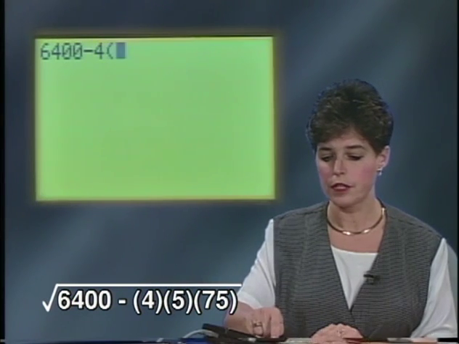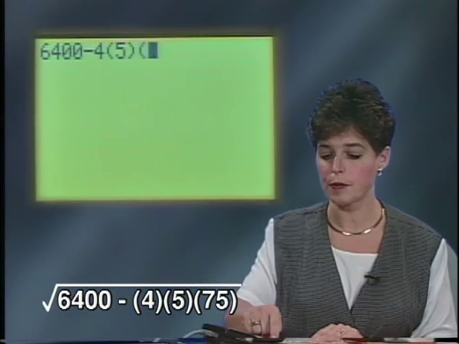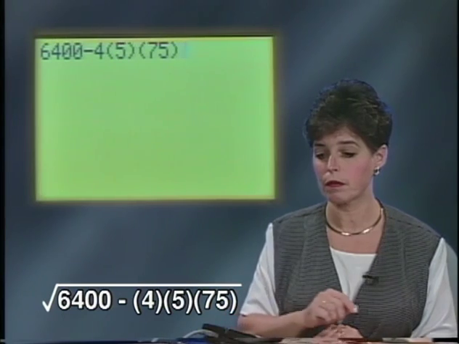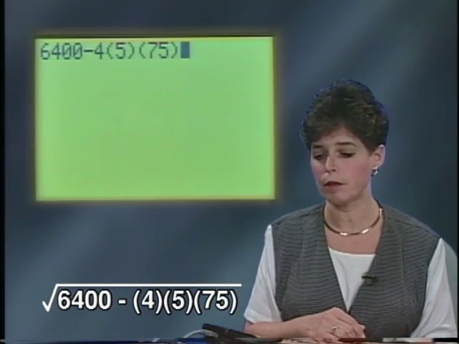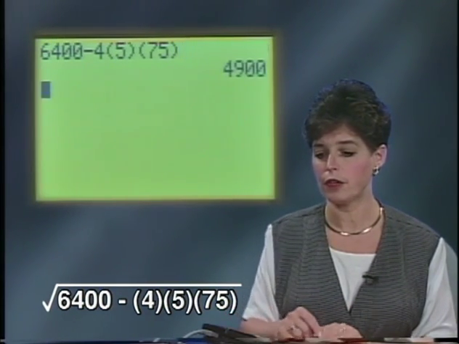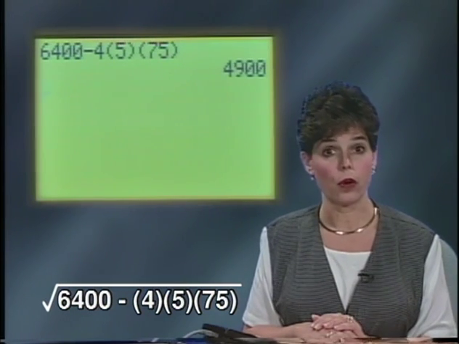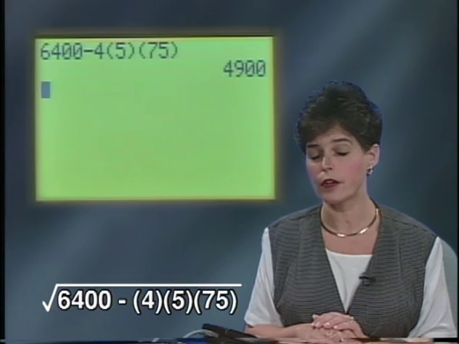6,400 subtract 4 times 5 times 75. Okay, I've got it typed in. Let's press enter to get the answer. But what I really wanted to do was to take the square root of that big quantity. I don't have to type 4,900 in again. What I can do is take the square root of the previous answer.